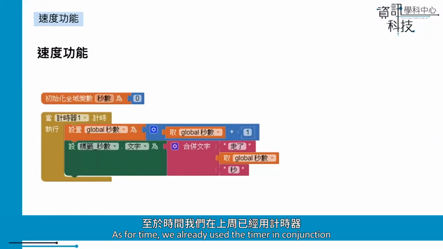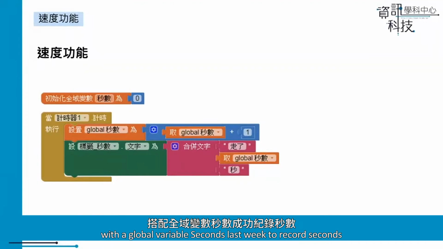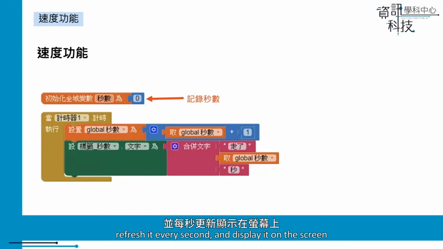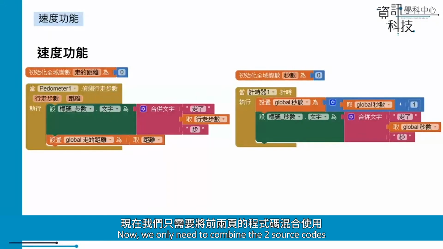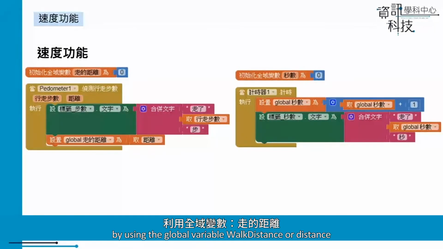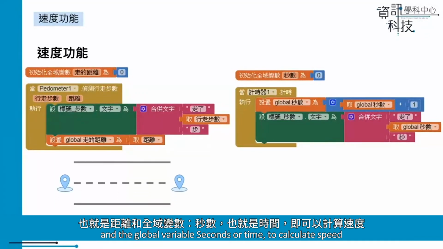As for time, we already used the timer in conjunction with the global variable seconds last week to record seconds. Refresh it every second and display it on the screen. Now, we only need to combine the two source codes by using the global variable walk distance, or distance, and the global variable seconds, or time, to calculate speed.